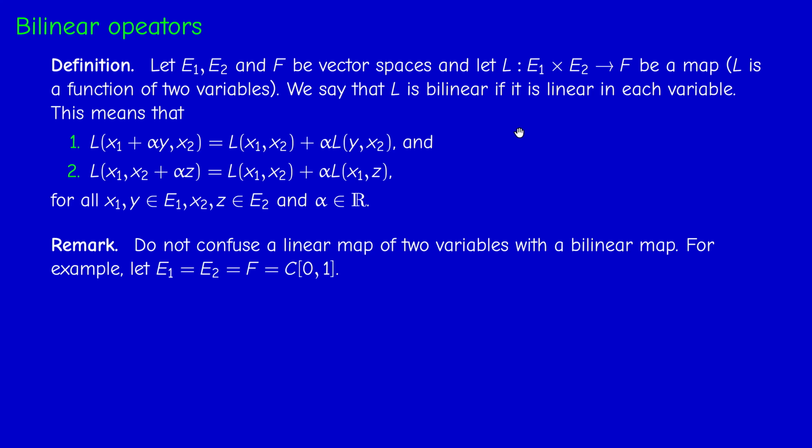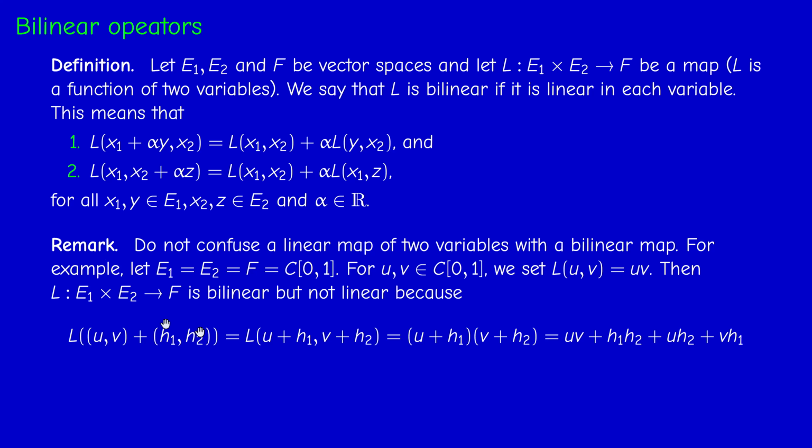For example, if we take E1 equal E2 equal F equal the space of continuous functions on [0,1] that we encountered before, and we set L of U and V to be the product of the two functions, just the normal product. Of course, it's well defined because the product of two continuous functions is continuous. So L is a map from E1 times E2 into F, a function of two variables. Now, as you may easily check, if we fix one variable, the partial map obtained is linear. But this is not the same thing as saying that L is linear in the couple UV.